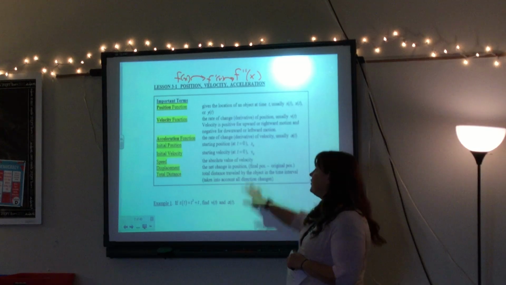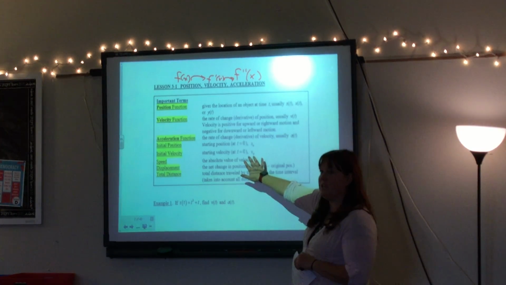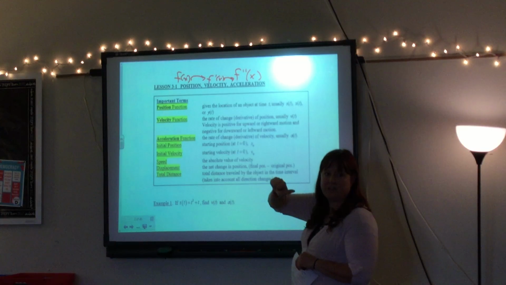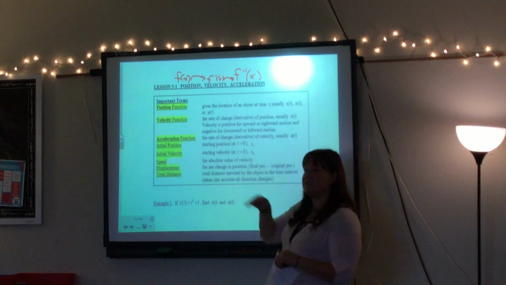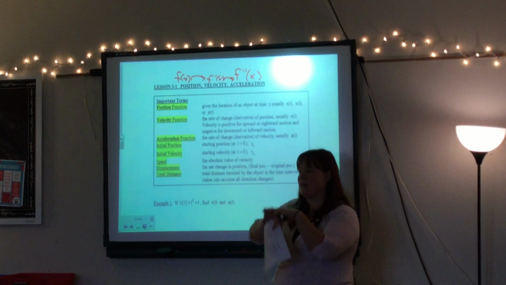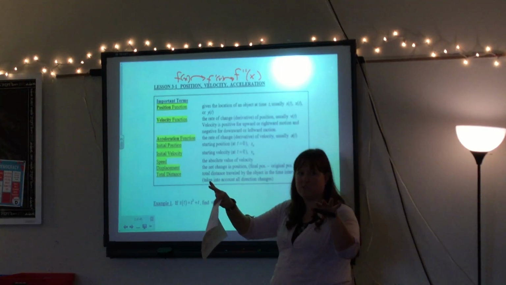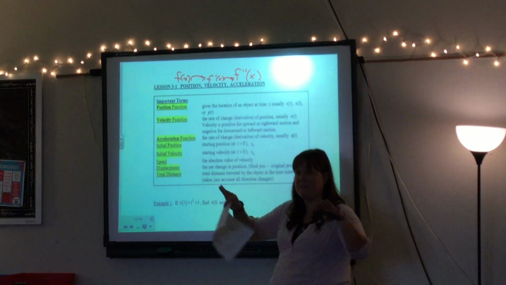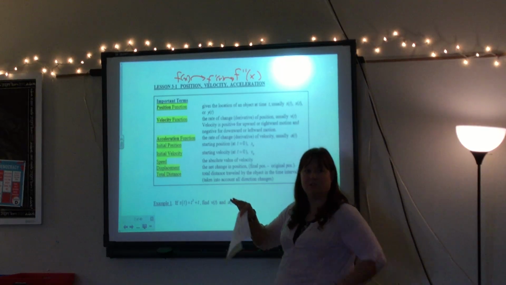Velocity is a vector, meaning it has direction. It has speed and direction. So velocity is saying I'm going this fast in this direction. Speed is just saying I'm going this fast. It doesn't really matter which direction you're going. Displacement says I have gone this far.